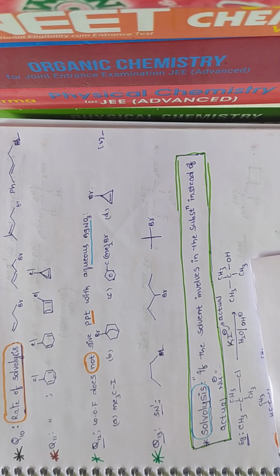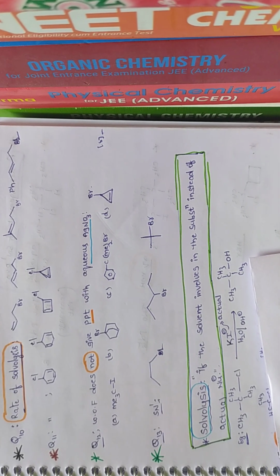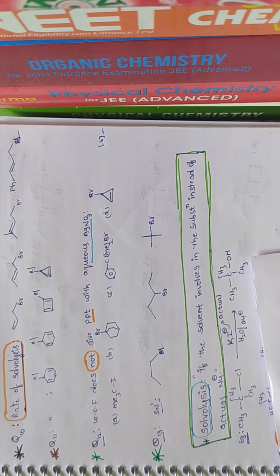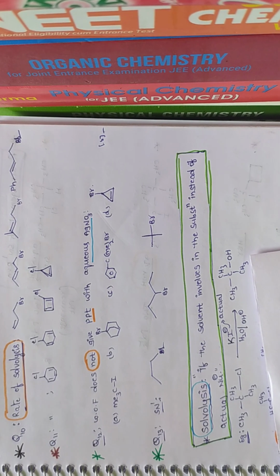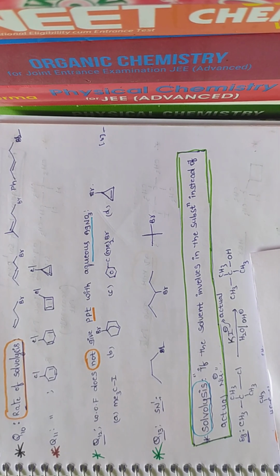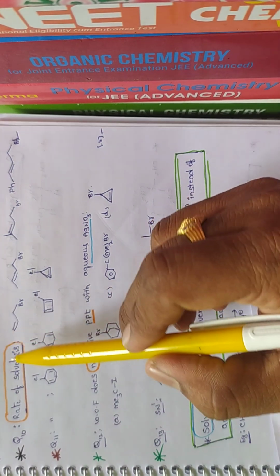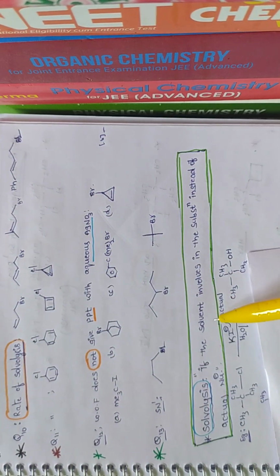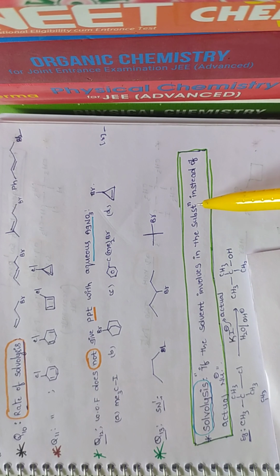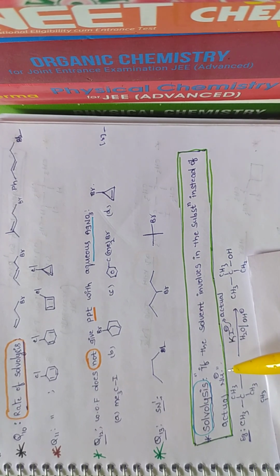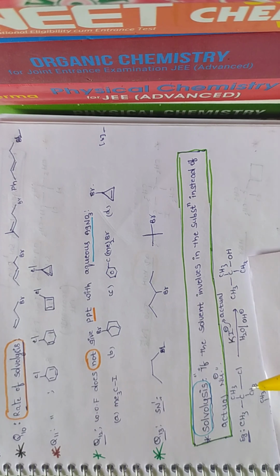Hi, in this video, we are going to discuss some more objective questions on SN1 mechanism. Now, the first question is rate of solvolysis. What is meant by solvolysis? If the solvent is involved in the substitution instead of an actual nucleophile, it is called solvolysis. For example, we are taking tertiary butyl chloride.